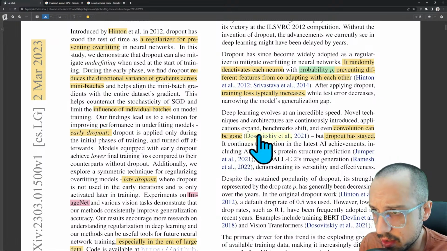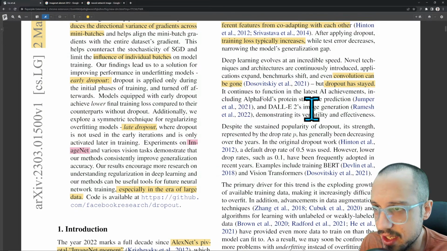So you see how Dropout is being used in the latest and greatest models all over different types of modalities.